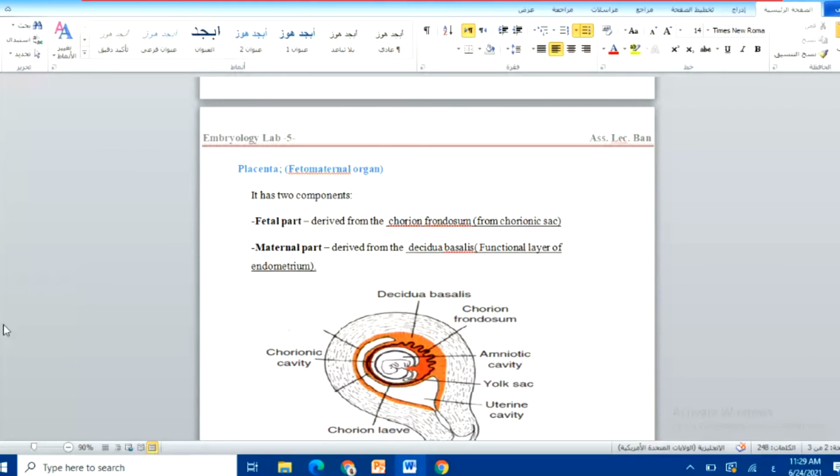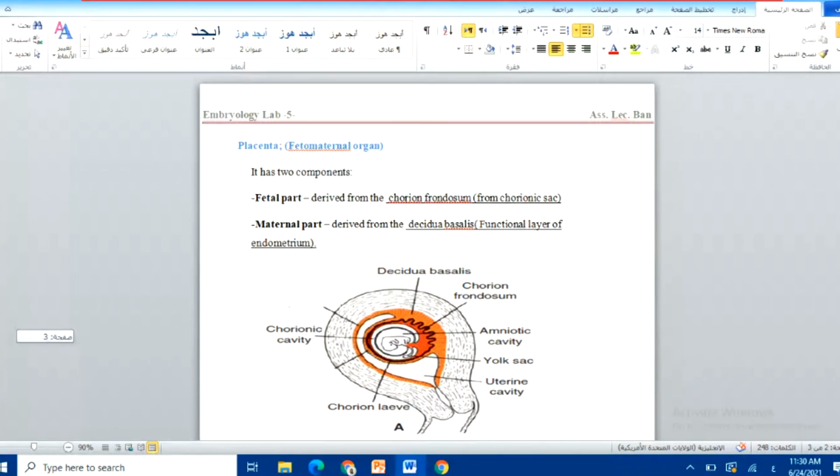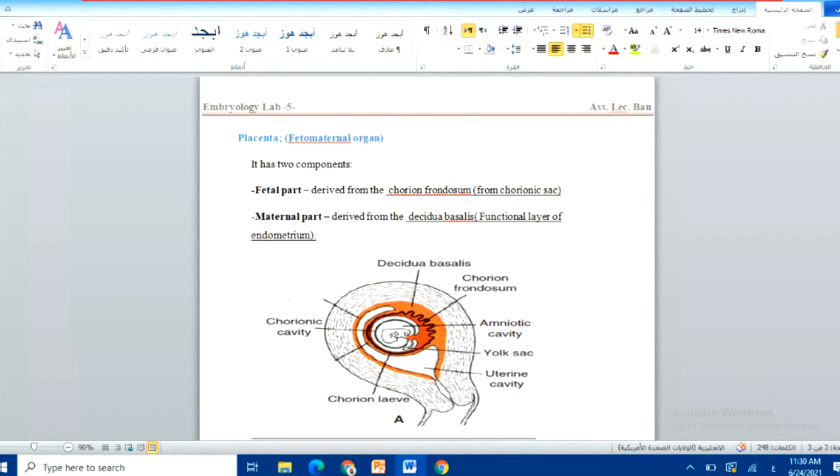Regarding the placenta, which we also call the fetal-maternal organ, it consists of a fetal part and a maternal part. The fetal part is derived from the chorionic sac, or what we call chorion frondosum. The maternal part is derived from decidua basalis. Look, the maternal part is the layer found in the uterus. The fetal part is the layer found on the side of the fetus.